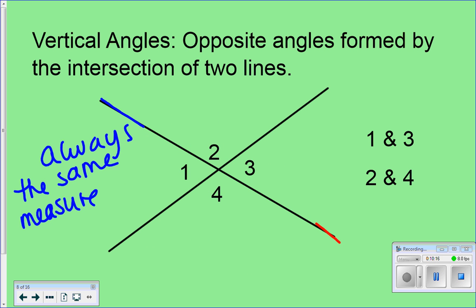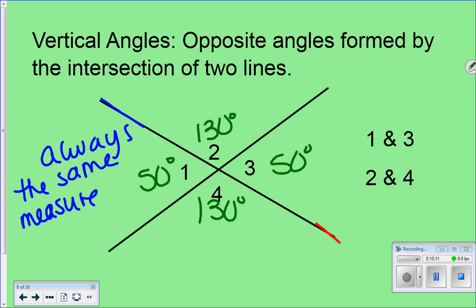Crazy. All right, so let's say I know this is 50 degrees. What other one's 50 degrees? Yep. Then how could I figure 2 and 4? 180 minus 50 would be, and then, oh, this would be 130. Good job. Nice work. The vertical angles always have the same measure. If I would take my protractor and I would measure angle 1 and angle 3, they would be exactly the same.